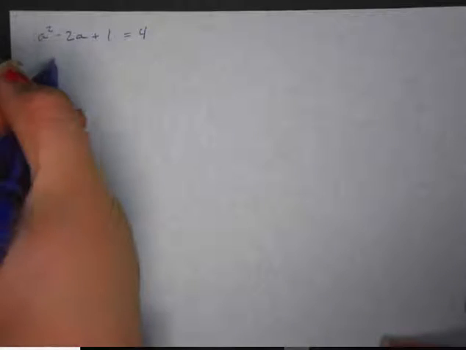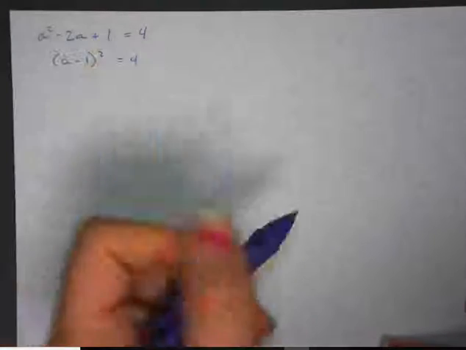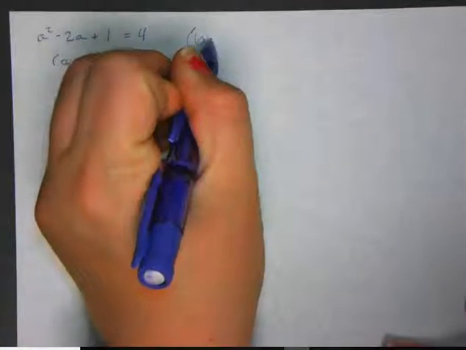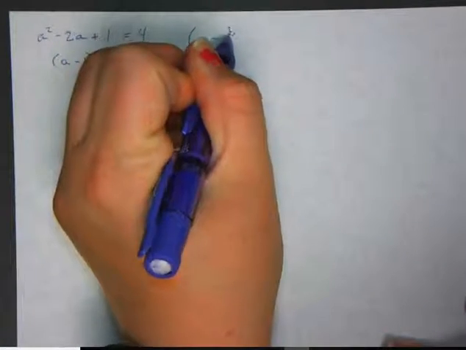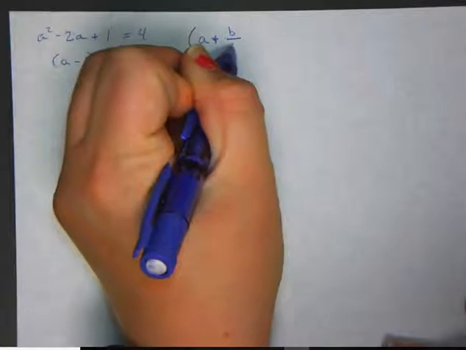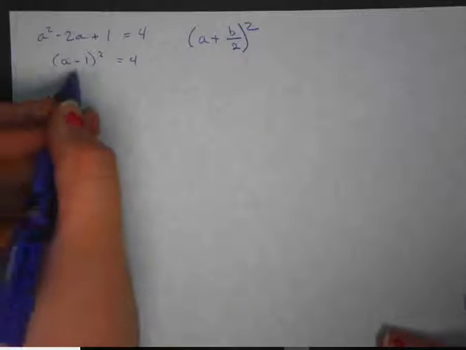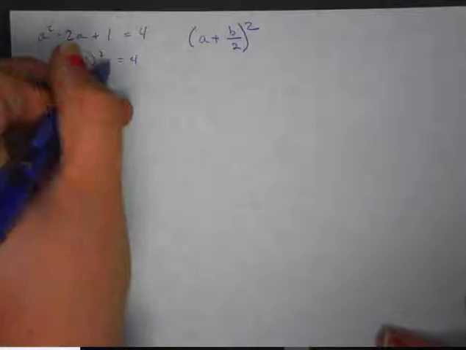We have a squared minus 2a plus 1 equals 4. So we're going to write this as a square. We're going to have a minus 1 quantity squared equals 4. And remember, the way we get this is our first term plus b over 2, sorry, and then we square that. So our b over 2 is negative 1, and that's why it becomes minus 1 here. So now I have a square.